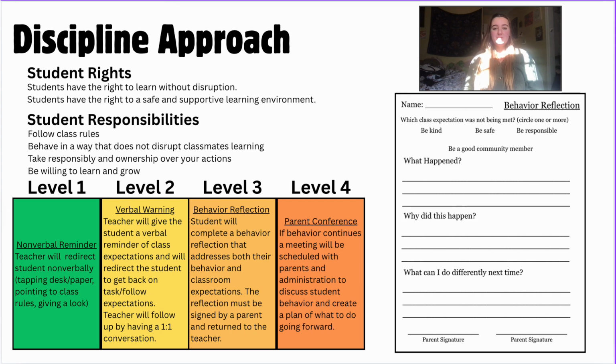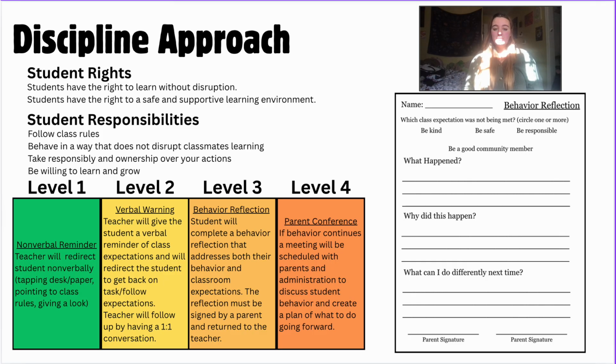This is my classroom discipline approach model. First, we're going to start off with talking about students' rights and students' responsibilities. Students have the right to learn without disruption, and they also have the right to a safe and supportive learning environment. Students' responsibilities include following class rules, behaving in a way that does not disrupt their classmates' learning, taking responsibility and ownership over their actions, and being willing to learn and to grow.